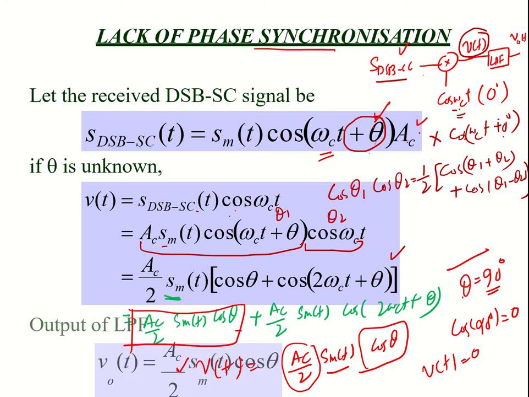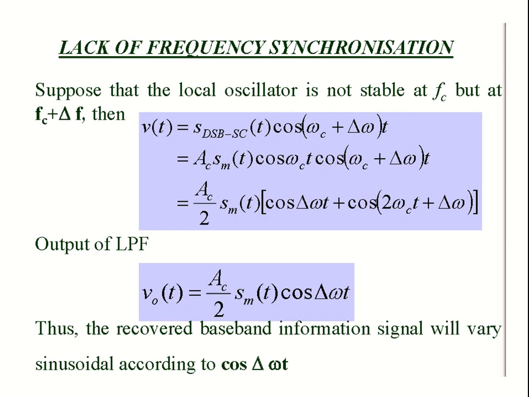So this is an example of the lack of phase synchronization. And if we have a frequency problem, let's have a look at that. Let's say we multiply the double sideband signal with the carrier, and in the carrier we add some frequency shift, delta omega. For example, if the original frequency is 2, let's say there is a shift of 0.5 in that frequency.